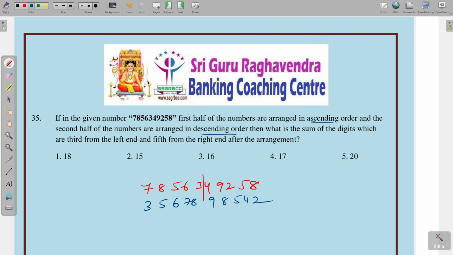Then what is the sum of the digits which are third from left hand? That is 6 and next fifth from right hand, so that is 9. So 9 plus 6, that is 15.